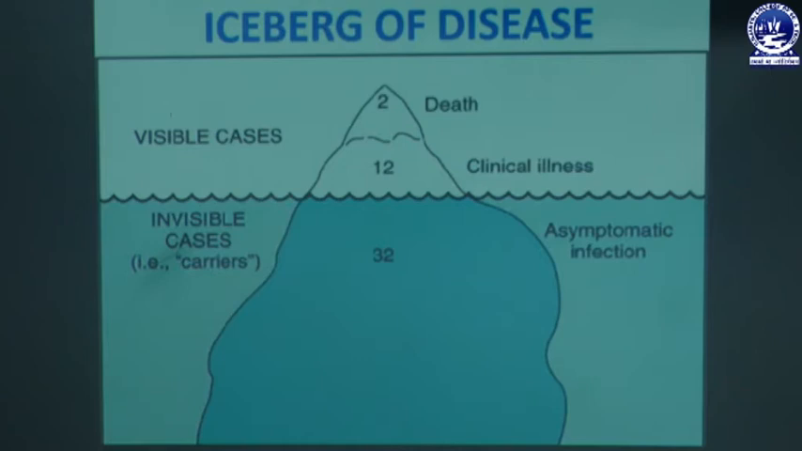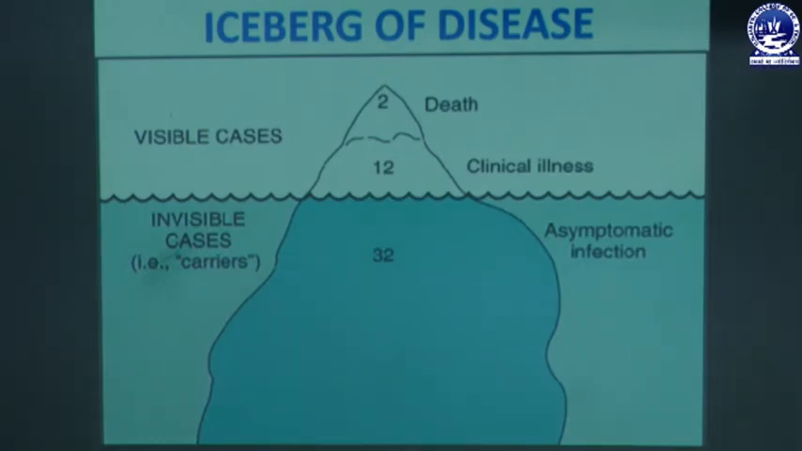The second stage is clinical illness. In clinical illness, there are some symptoms and signs of disease. At that time, the physician can see the problem of the patient. And the last stage is death.